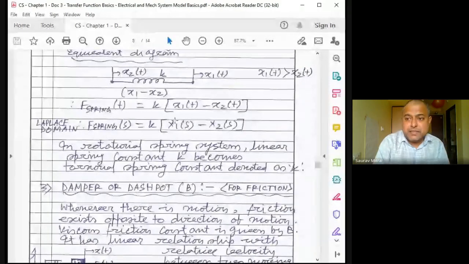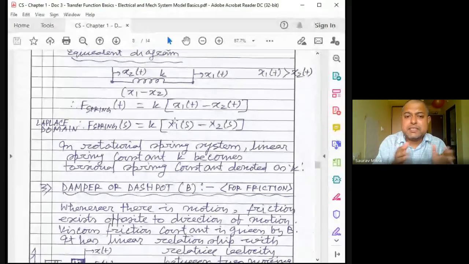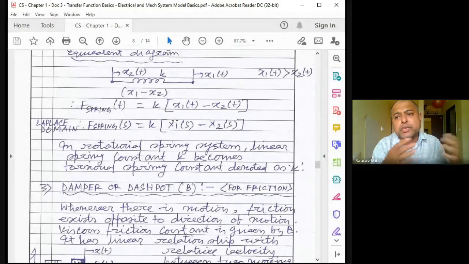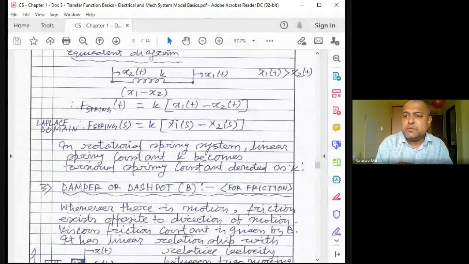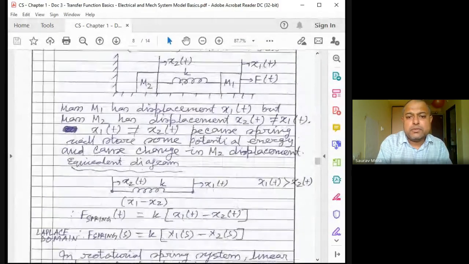When there are two masses and one spring is connected between them. In the previous case there was only one mass and one spring, and the other end of the spring was connected to the wall. At that time F was equal to k into x(s). But in this case, the spring is connected between two masses m1 and m2. Both are moving, mass m1 with x1 and mass m2 with x2, and the spring is connected between them. Then what will be the force equation? F(s) is equal to k into, now there are two movements, x1 and x2, so it will be x1(s) minus x2(s). Likewise.